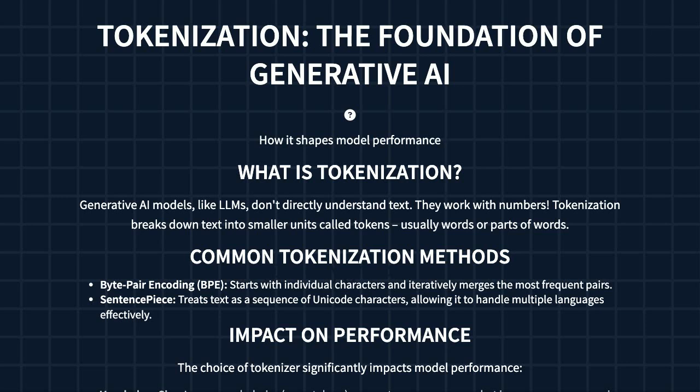The size of the vocabulary, basically the number of unique tokens the model recognizes, is really important. A huge vocabulary can capture more detail, but it also requires a lot of memory and takes longer to train. And if the tokenizer isn't good at handling words it's never seen before, those out-of-vocabulary words, that can seriously hurt performance. Subword tokenization methods like BPE and SentencePiece are really clever because they strike a balance between all these factors, allowing models to handle both common and rare words pretty well.